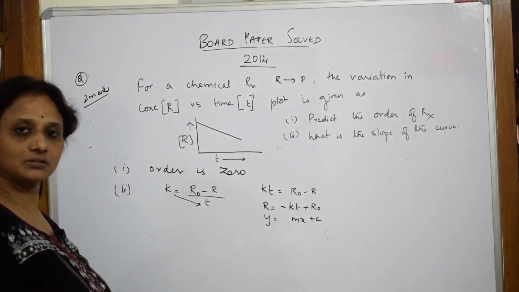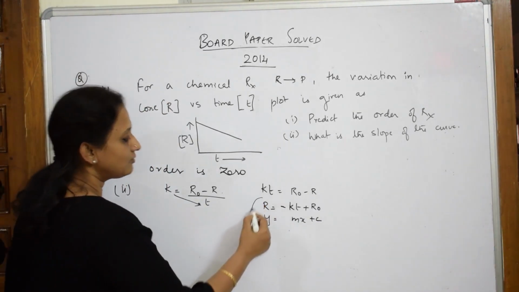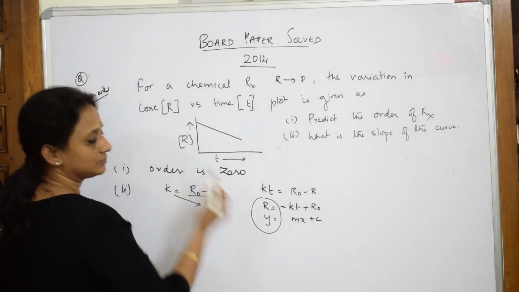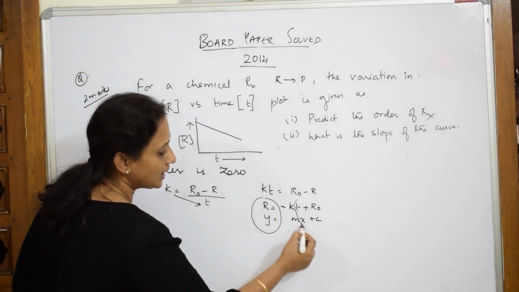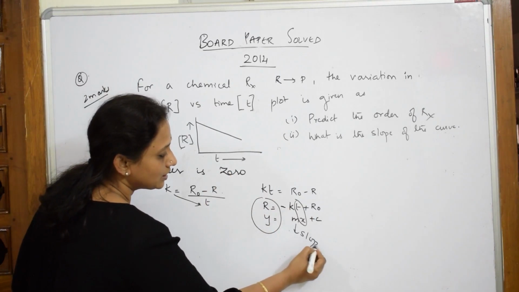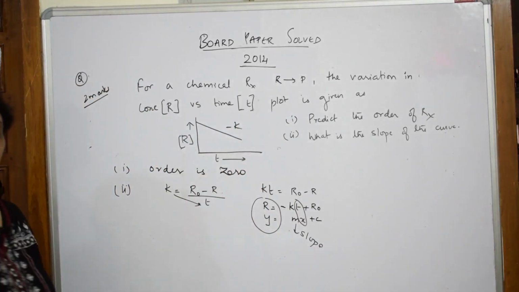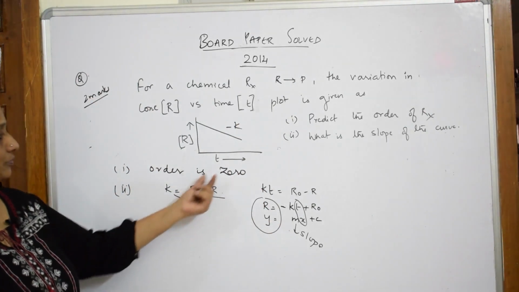Initial concentration, yes, R naught, that is a constant. Now observe, on the y axis what do you have? R. On the x axis what do you have? t. And what is the slope now? This m is slope, isn't it? What is your slope? Minus k.